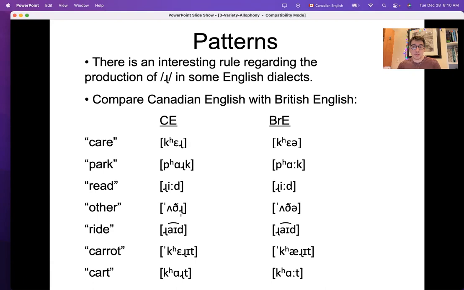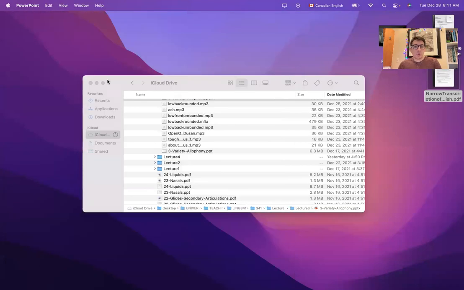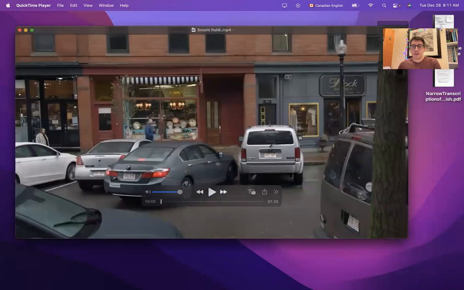You might want to guess what the pattern is here. I'll give you a minute, you can pause the video. But I want to show you a video clip as well, which illustrates this pattern, where the R emerges in Canadian English all the time, but in British English it does not. It emerges without this R in many contexts, even though in writing we have it, right? So the clip is right here. It is from a Super Bowl commercial, let's see it.